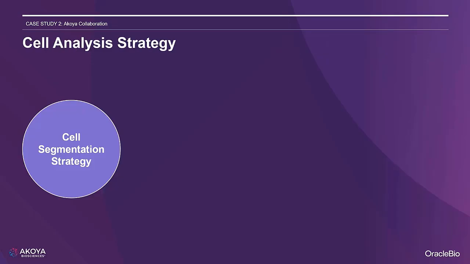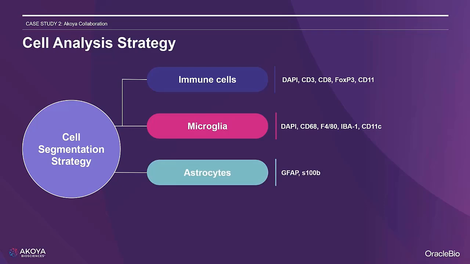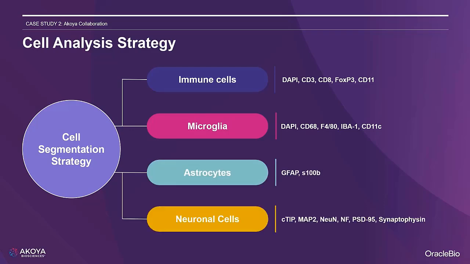We identified 4 possible cell segmentation approaches we could take for analysis of the sample provided. Firstly, to identify the immune cell population. Secondly, the microglia cell population. Thirdly, astrocytes. And fourth, the neuronal cells. We used the top 3 to demonstrate the capabilities of Visiopharm when analysing high-plex samples.